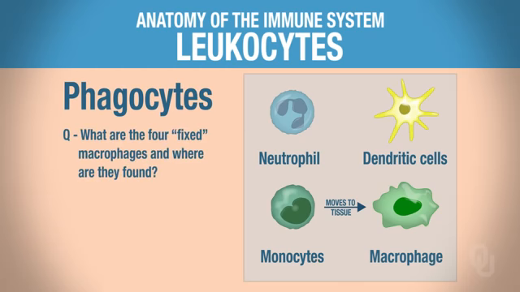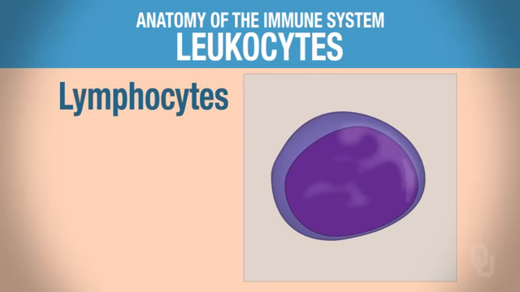So I've left you a question here that says, what are the 4 fixed macrophages and where are they found? I'm going to give you one of them, the microglia, just to give you a starter on that question. Now, the other cells that are very important in mounting the immune response are the lymphocytes. So again, these are also white blood cells. And there's various types of lymphocytes that we're going to discuss in detail later.